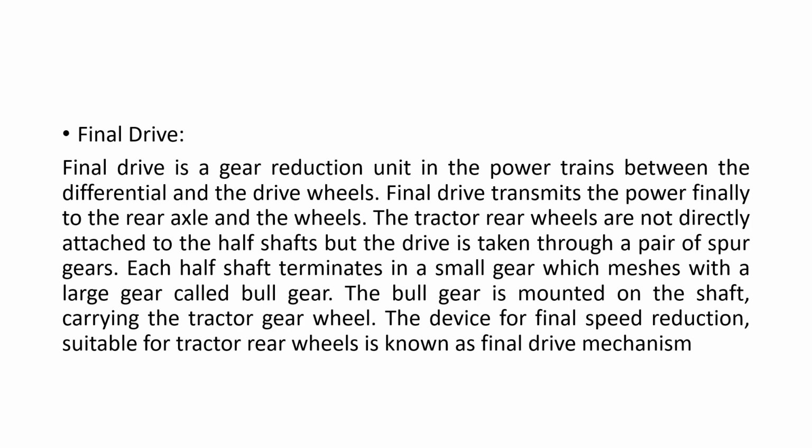The tractor wheels are not directly attached to the half shaft, but the drive is taken through a pair of spur gears. Each half shaft terminates in a small gear which meshes with a large gear, which is called the bull gear. This bull gear is mounted on a shaft, and that shaft carries the tractor wheel. Okay, this is for the final gear reduction. Thank you.